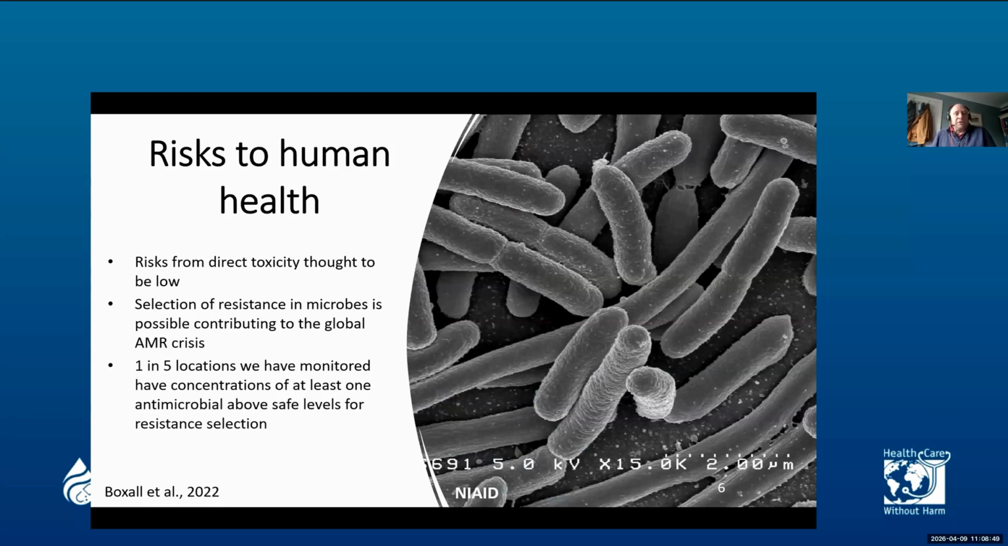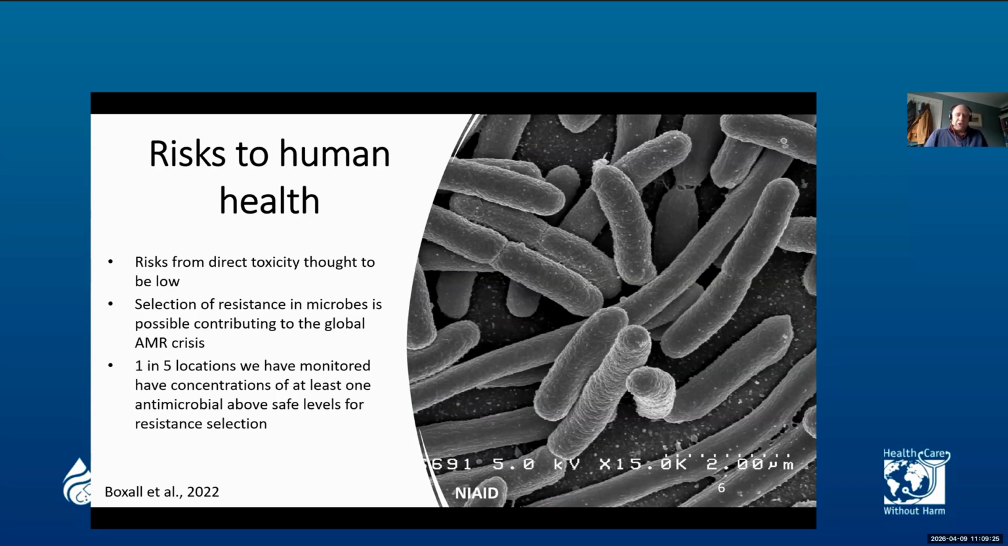And we're also concerned about potential risks to human health. When we look at the concentrations that we monitor and we compare them with acceptable daily intakes, our general conclusion is that the risks are quite low, but our main concern is an indirect risk. So it's due to the potential for antimicrobials in the environment selecting for resistance in microbes and possibly contributing to the antimicrobial resistance crisis, which in 2019 killed 1.2 million people globally.